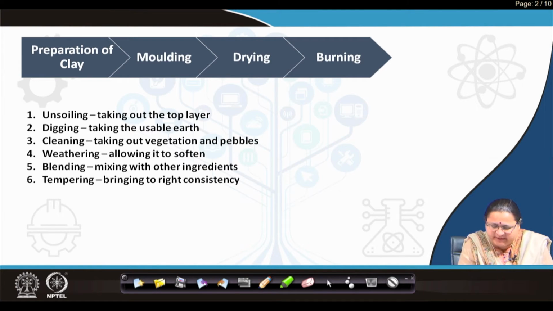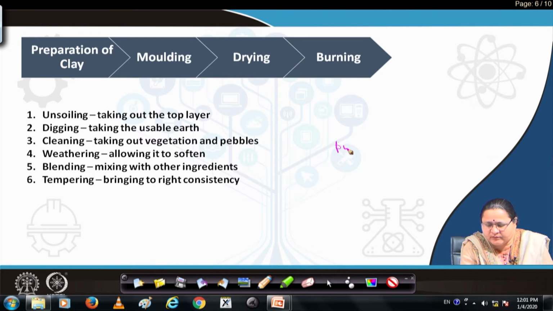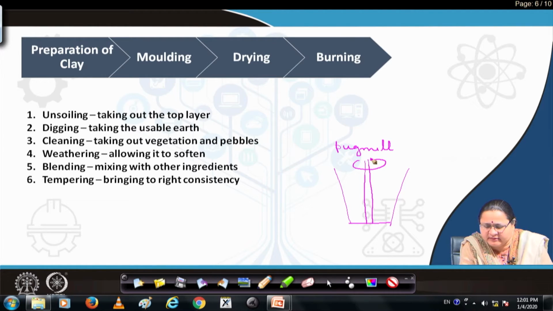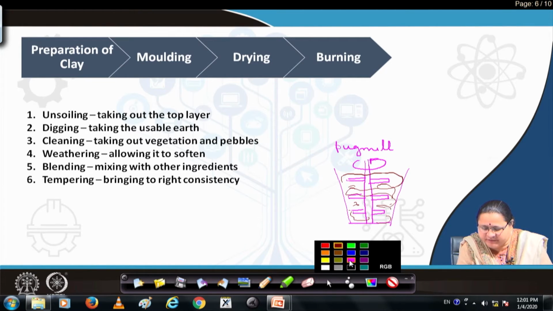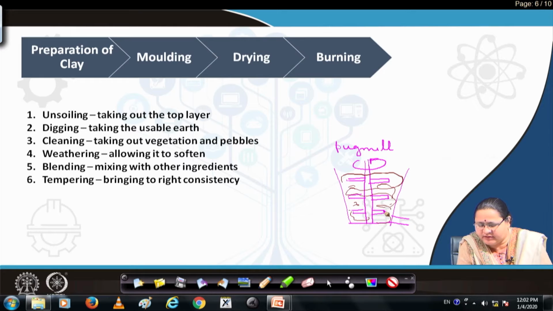It is done in a pug mill, which is a V kind of vessel which has a central axle and is rotated by means of a machine, and you have tooth like arms, inside which you have your earth which is being churned, and after there is a spout, it comes out from here and it is ready for the molding process.